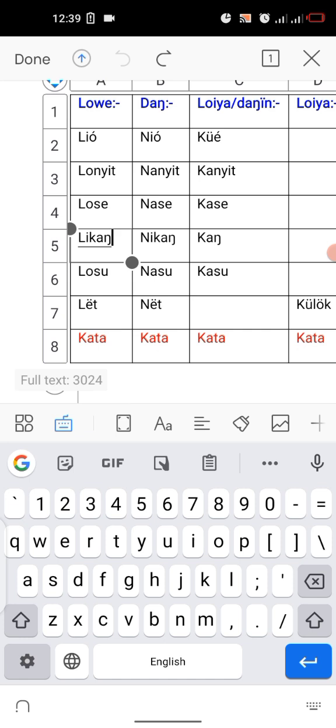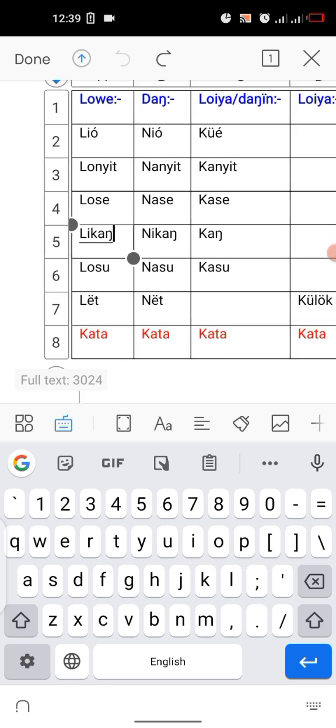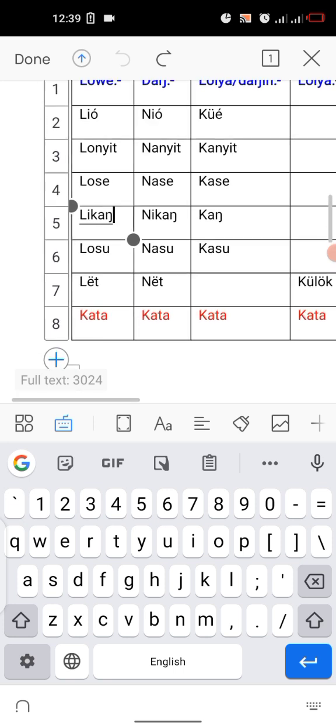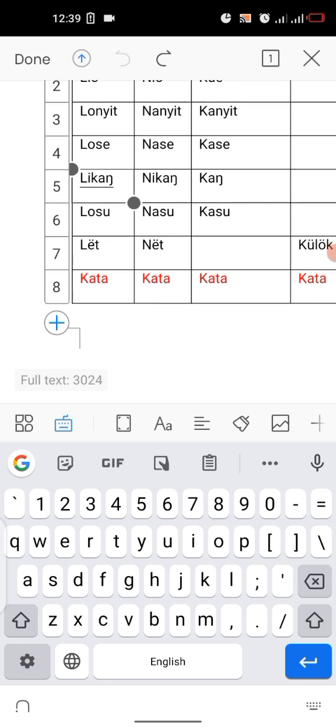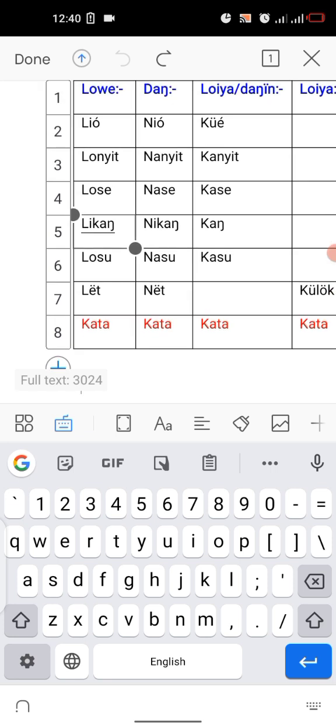If you want to say their bow, you will say dang nase. If you want to say our bow, you will say dang nikang. If you want to say your bow when referring to many people, you will say dang nasu. If you want to say your bow when referring to one person, you will say dang net.